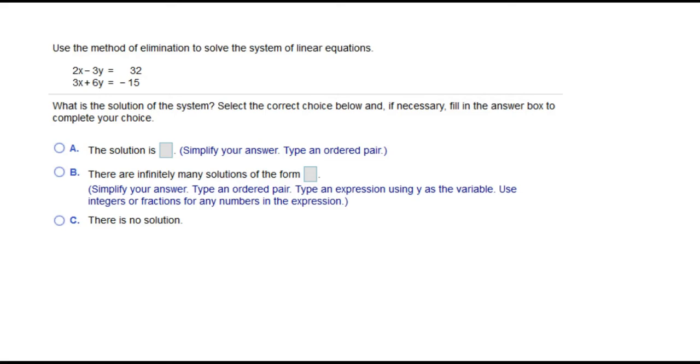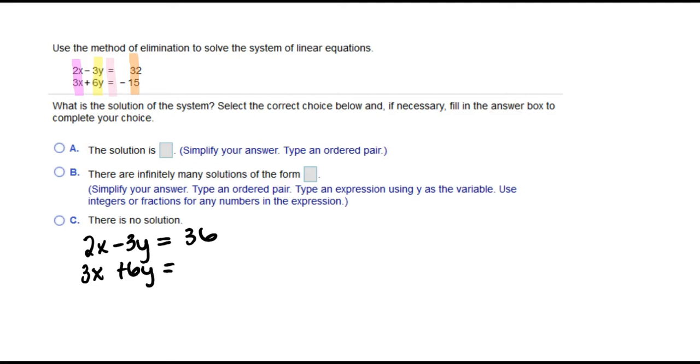All right, now to solve by elimination, the first thing you want to make sure is that all of your variables are lined up. I have my x's lined up, my y's are lined up, my constants are lined up. But most important of all, make sure that your equal sign is lined up. So I have everything lined up. And then what we're going to do is add the equations together.